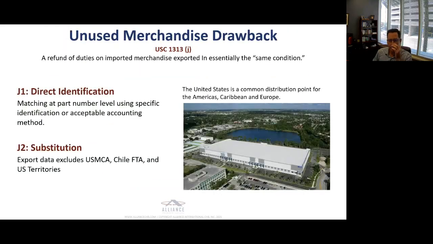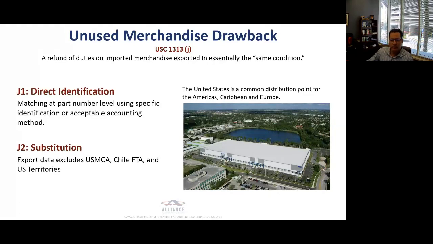So let's get into the types of drawbacks that are available, or the categories of drawback that are available to the trade community. Starting with, once again, I'll refer to the drawback law here. United States Code Section 1313, Section J, deals with something that we call unused merchandise drawback.